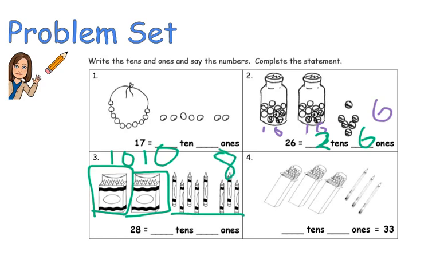8. So let's see. How many groups of 10 do we have? 2. And how many 1s? 8.